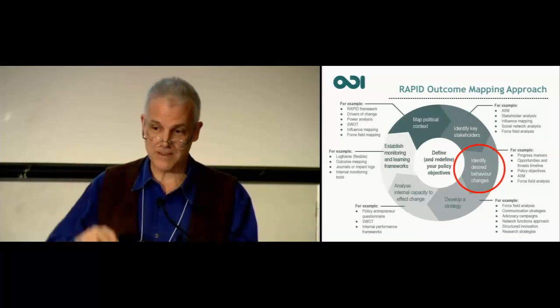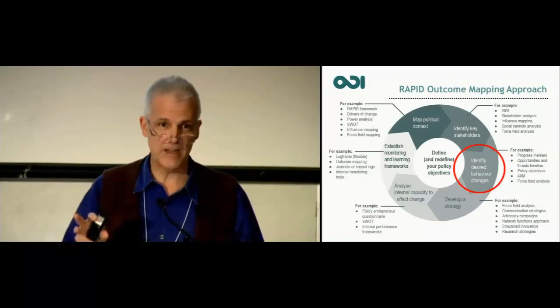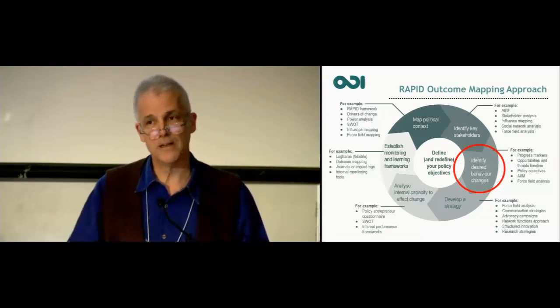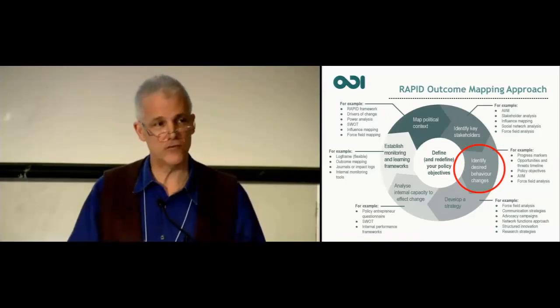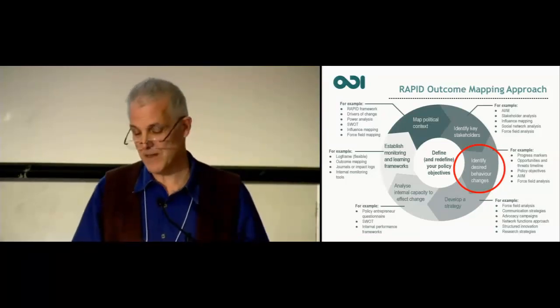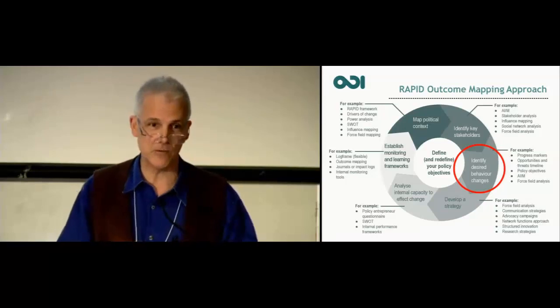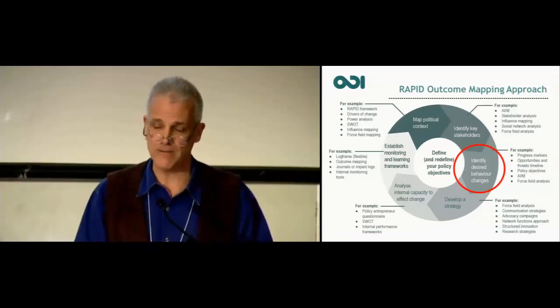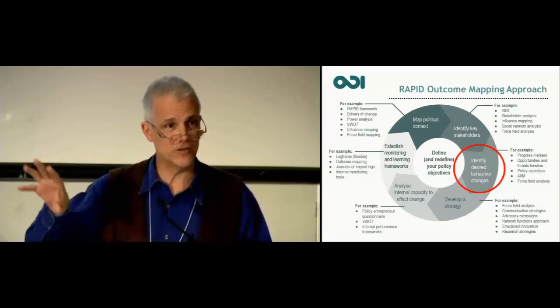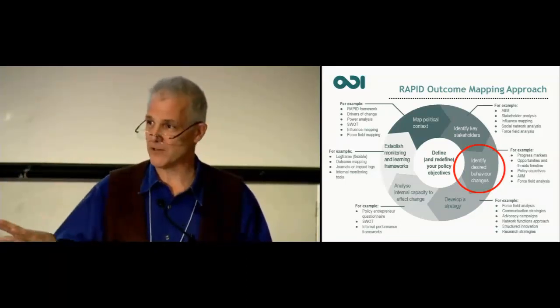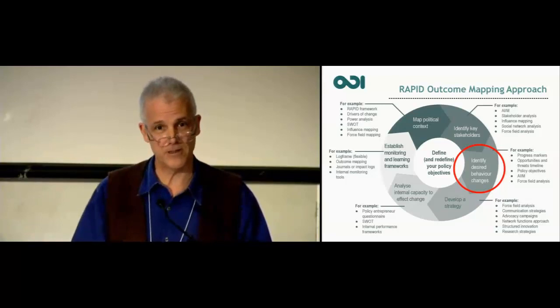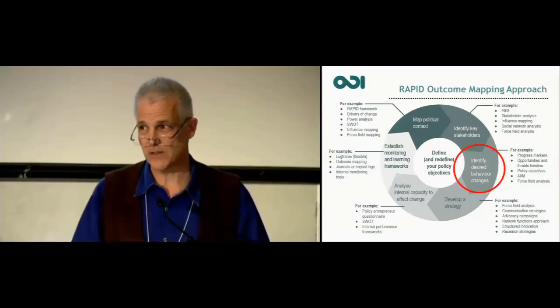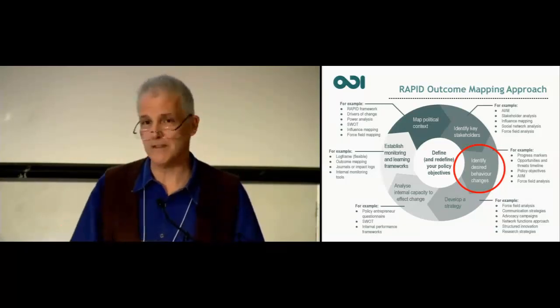The next stage is identify the desired behaviour change. Now, we focus on behaviour because actually policies change through changes in behaviour. It may be the change in behaviour which is necessary in order to write a new law, that's a sort of manifestation of a change in behaviour. But even if there's a new law or a new policy and people don't actually obey the law or implement the policy because their behaviour doesn't change, then there is no change in policy, effectively.